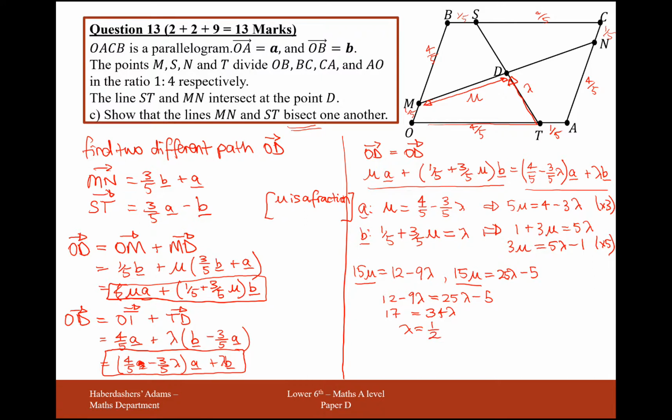Okay, plug lambda back into one of these earlier equations and you get 3 mu equals 5 lots of a half minus 1. So that's going to be 2.5, so it would be 1.5. So then mu must equal a half here. Okay, so we've proved that mu and lambda equals a half, just as we wanted here.